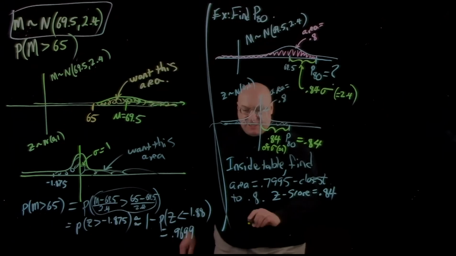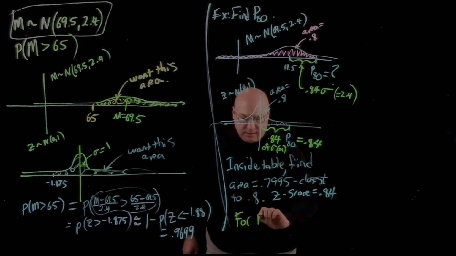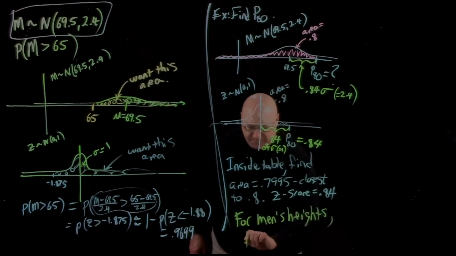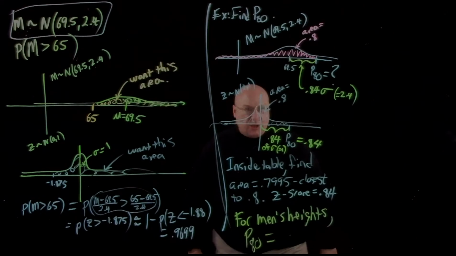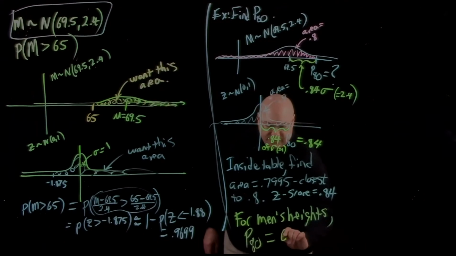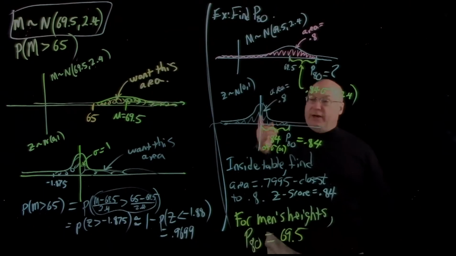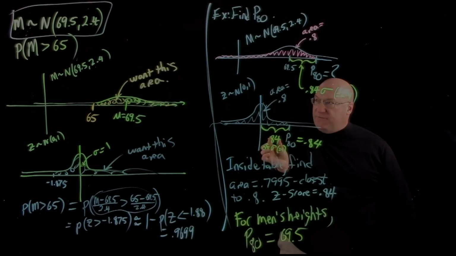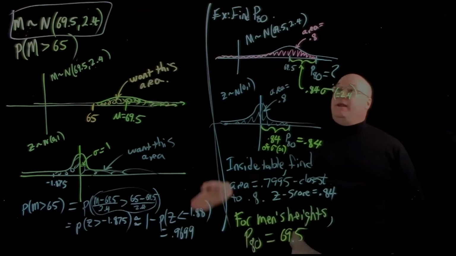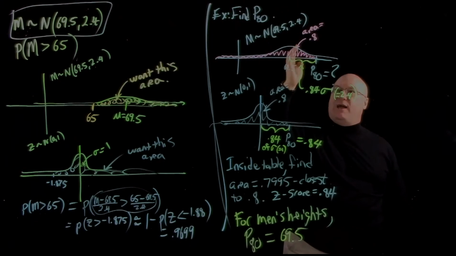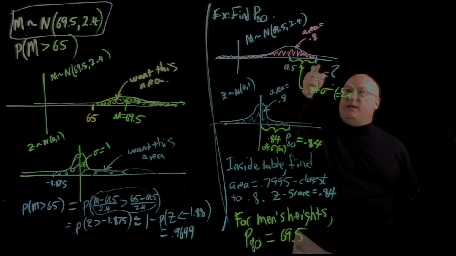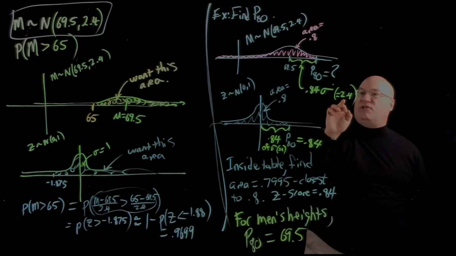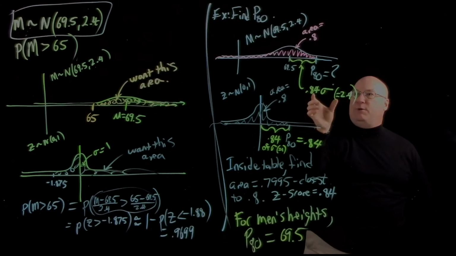So my P80 for men's heights, P80 is what? I start at 69.5, just like here, I start at 0 and I step up a step of size 0.84 of a standard deviation. Now I start at the mean, 69.5, and I step up to here, 0.84 of a standard deviation, and standard deviation is 2.4.